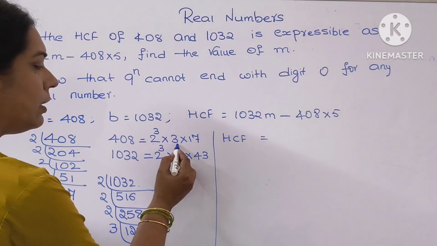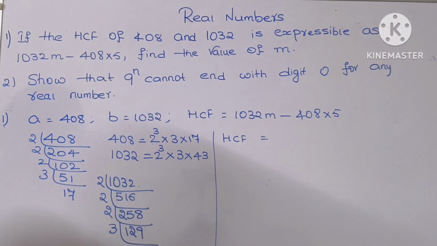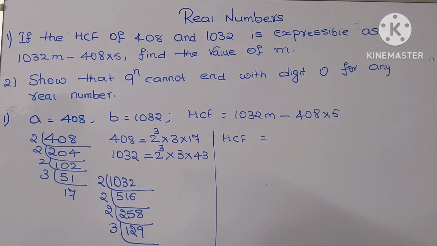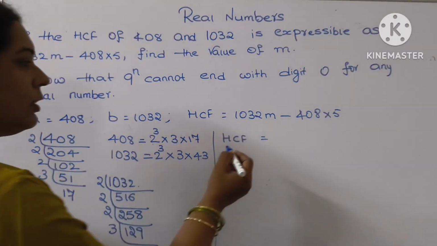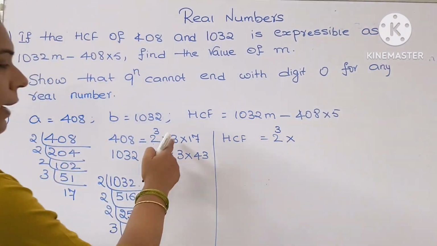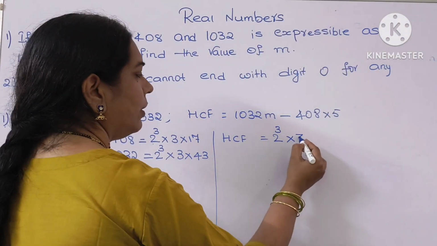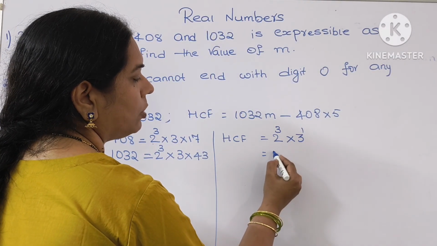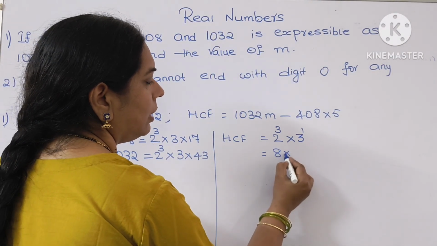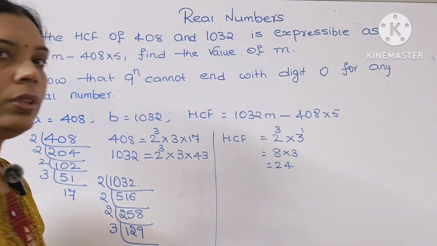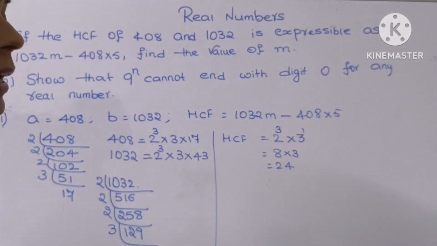Which are the common factors? I have 2 and 3 as the common factors. For 2, which is the common least power, both have the same powers, so I will consider it as it is. 2 cube, multiply it with 3, which again has the same power. So, 2 cube is 2 2's 4, 4 2's 8, 8 3's is 24. So, we got to know the HCF of the given numbers is 24.